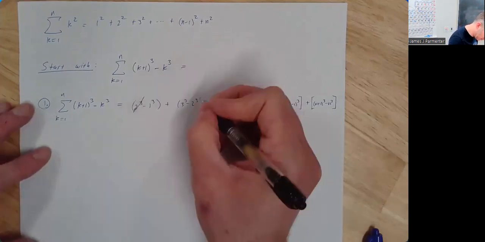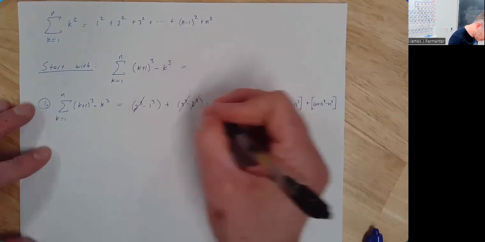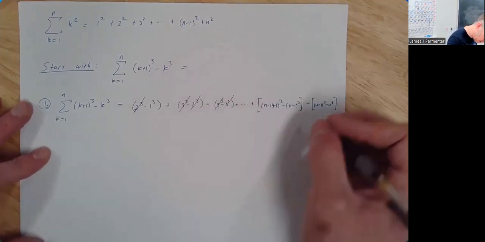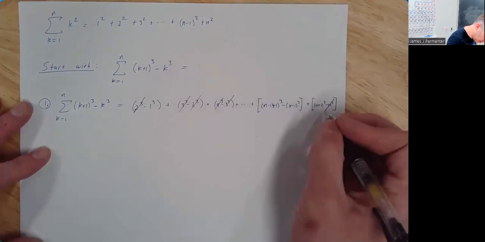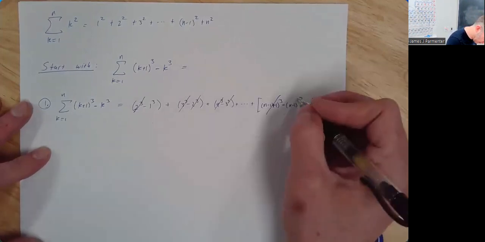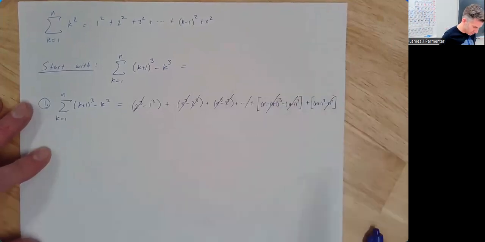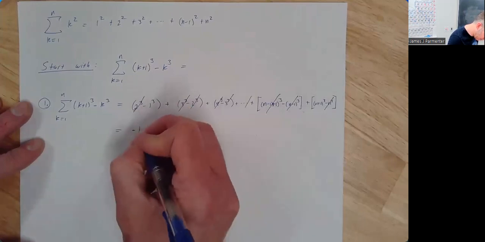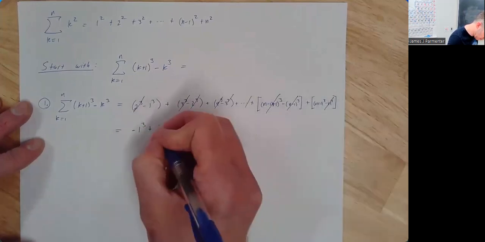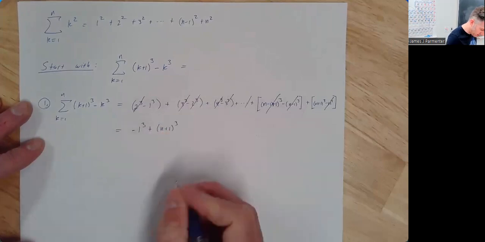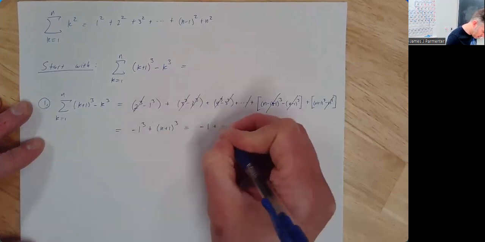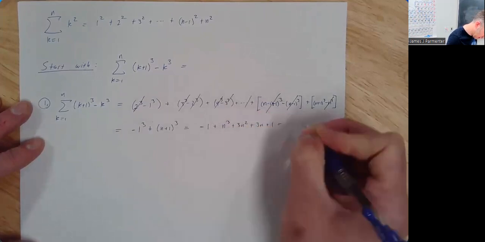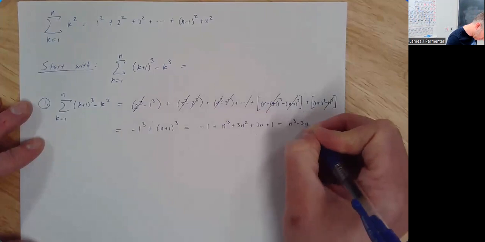The 2 cubed and the negative 2 cubed cancel. The 3 cubed and the negative 3 cubed cancel. The 4 cubed and the negative 4 cubed. All the way up to the negative n cubed and the positive n cubed. The negative (n minus 1) cubed and the positive (n minus 1) cubed over there. And that's going to give us negative 1 cubed plus (n plus 1) cubed, which we do want to simplify. That's going to be negative 1 plus n cubed plus 3n squared plus 3n plus 1, which is n cubed plus 3n squared plus 3n.